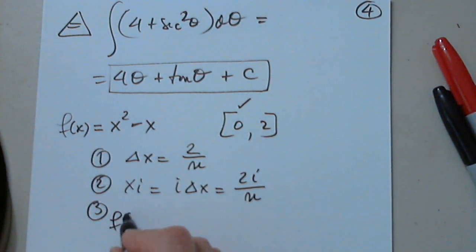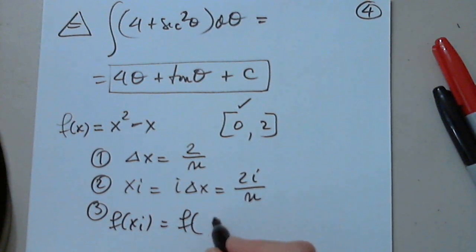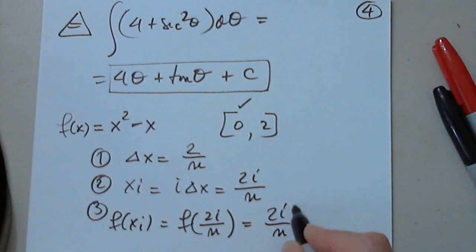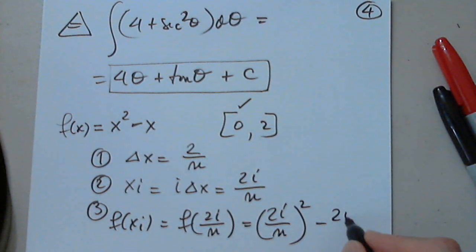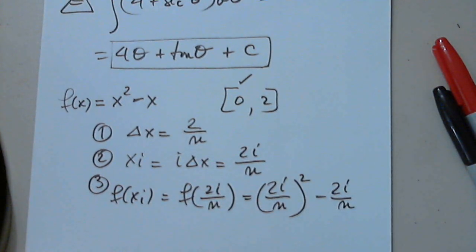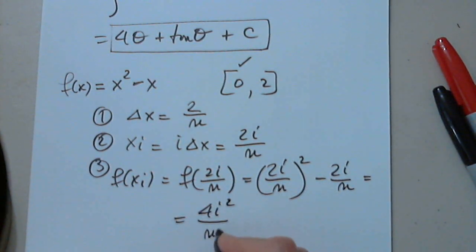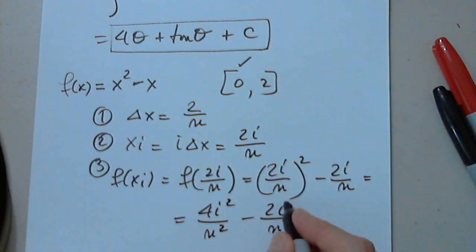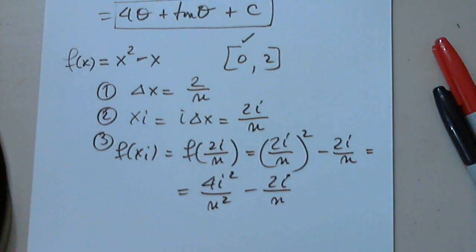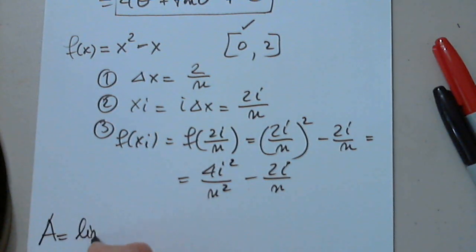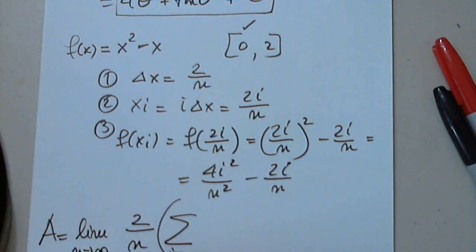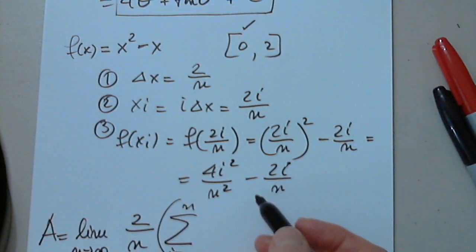For the function now, I have to find f of xi, which is f of 2i over n. No biggie. 2i over n squared minus 2i over n. Squared, 4i squared over n squared minus 2i over n. The preps are done. Now I can write the area equals the limit as n approaches infinity, from delta x outside, the sum from i equals 1 through n of this.